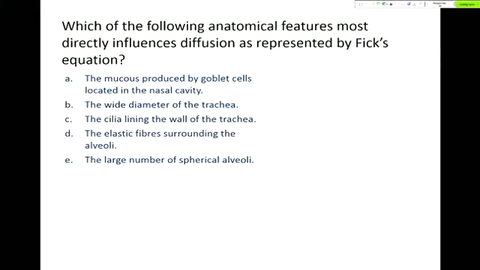Question 3, Fick's equation, my favourite equation. I need to get out more.